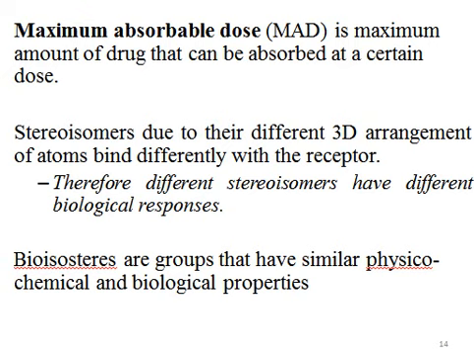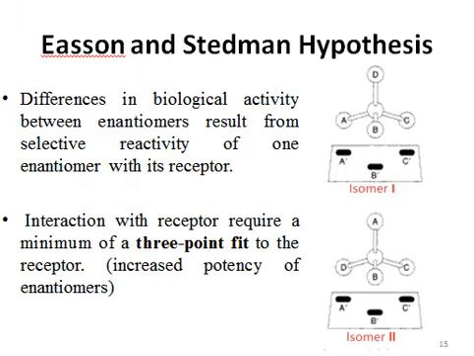Then we have stereoisomers. Stereoisomers differ in their three-dimensional arrangement in space. Because of this difference, they show different biological activities, right? And bioisosteres are the groups or atoms that have similar physical and chemical properties.